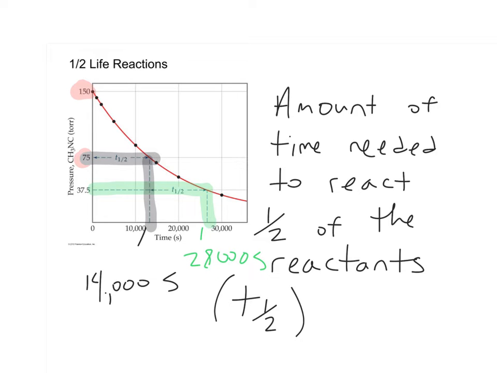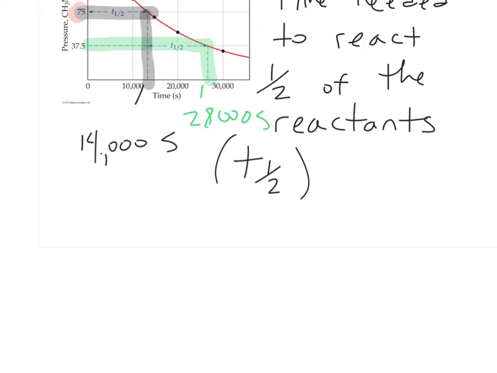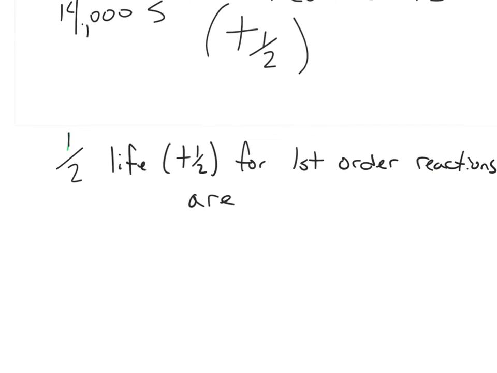Now, it's important to note at this time that half-lives for first-order reactions can be calculated using the following formula. The T1/2 is equal to 0.693 over the K constant. This formula is included on your formula sheet that's on the back side of your periodic table and will be given to you for the AP test.